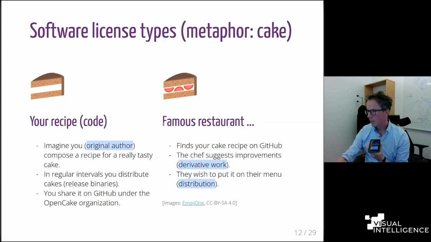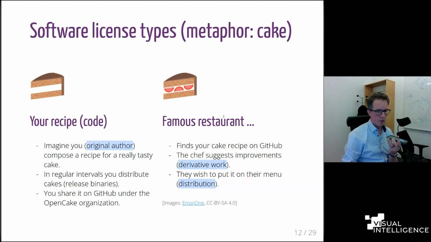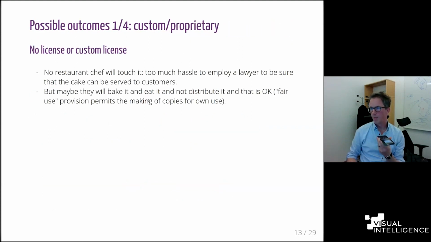and then suddenly, sooner or later, there is a famous restaurant. They find it on GitHub, but they want to suggest improvements. So the little strawberries are added to the cake, and they wish to put it on their menu. So they want to distribute this derivative work. Now, can they do that or not? It depends, how have I licensed my recipe? If there is no license, or if I use a really custom license, then no restaurant chef will touch it because it's legally unclear. Maybe restaurant chefs will touch it, but at least no software company will touch it.